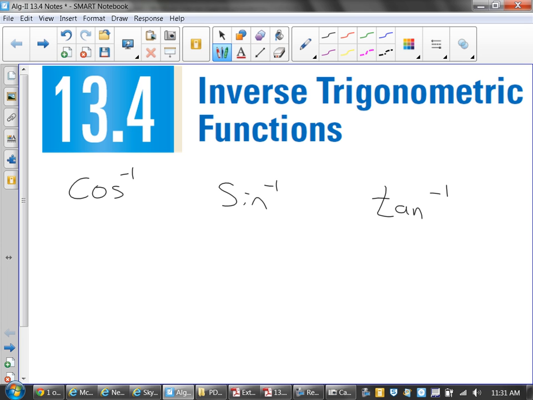If you think about it, if I say what angle has the sine of root 2 over 2, you guys could give me two different angles. You can give me 45 degrees or 135 degrees. Do you agree? So pi over 4 and 3 pi over 4. Both of those values are positive root 2 over 2.